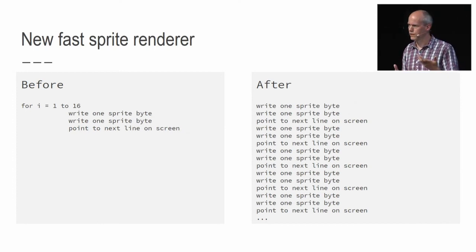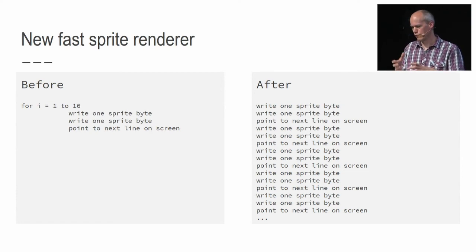On top of that, there's another technique for optimization, which is to unroll the loops. So the old sprite render was doing the equivalent of a loop 16 times. It would write one sprite byte, write the second sprite byte, point to the next line of the screen, decrease a loop counter, go back to the top of the loop.